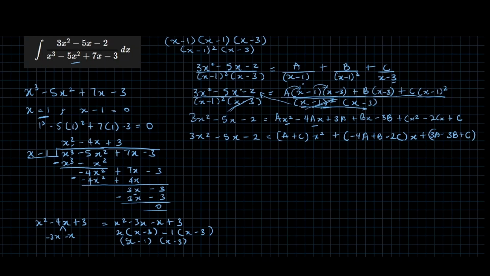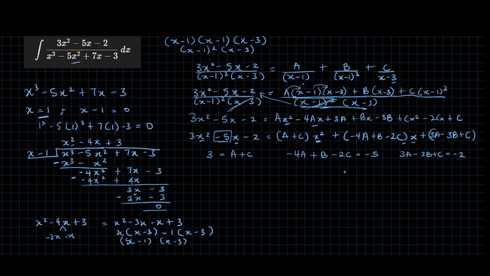Now simply going to compare coefficients. This has a coefficient of x squared. This has coefficient of x squared. So a plus c, 3 equals to a plus c. Next, I'm going to equate the coefficient of x here. So it's going to be minus 4a plus b minus 2c equals to minus 5. It's minus 5, not just 5 alone. And the last one will be 3a minus 3b plus c equals to minus 2, not just 2.